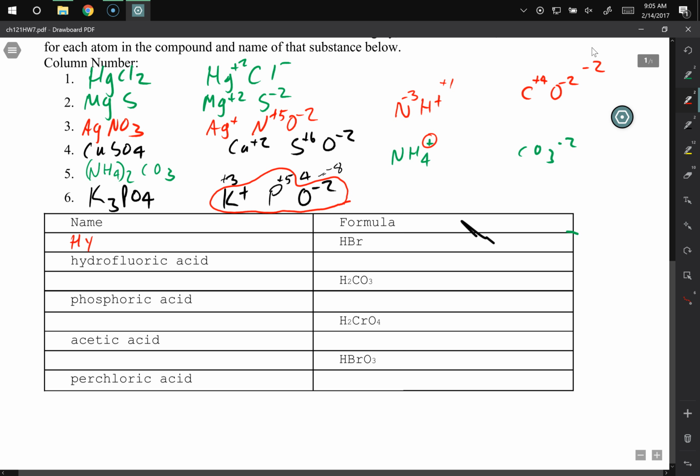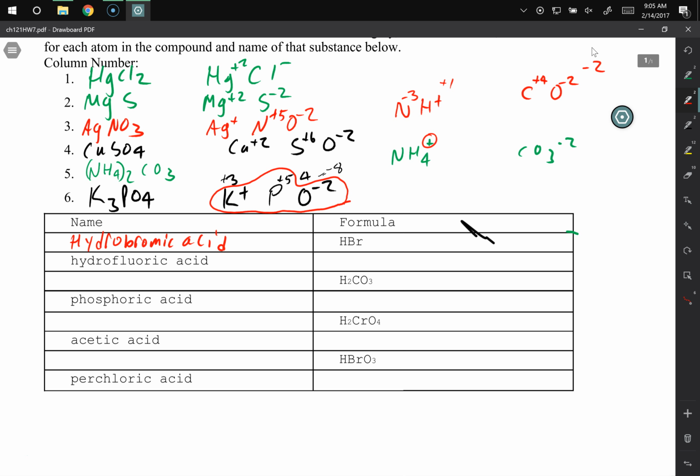Okay, name for this first one, HBr. Hydrobromic acid. So how do I know it starts with hydro? There's no oxygen. So how do I know it's an acid? It starts with an H, so I know it's an acid. I know I use hydro in the name because there's no oxygen there. So then there's just me trying to figure out what the bromic portion is. So hydrobromic acid for that one.